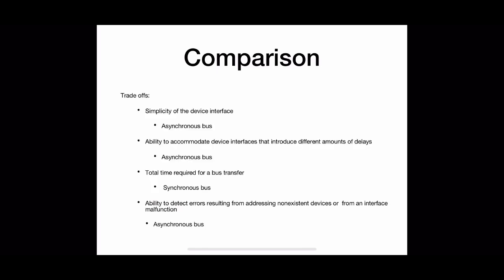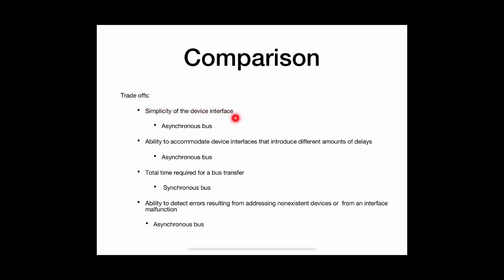So we have gone through two different bus transfer schemes. When we design a new system, which option would be better? That is the question. Of course, the choice of a particular design involves trade-off among different factors. So we can see what are the different factors to be considered. First factor is simplicity of the device interface.